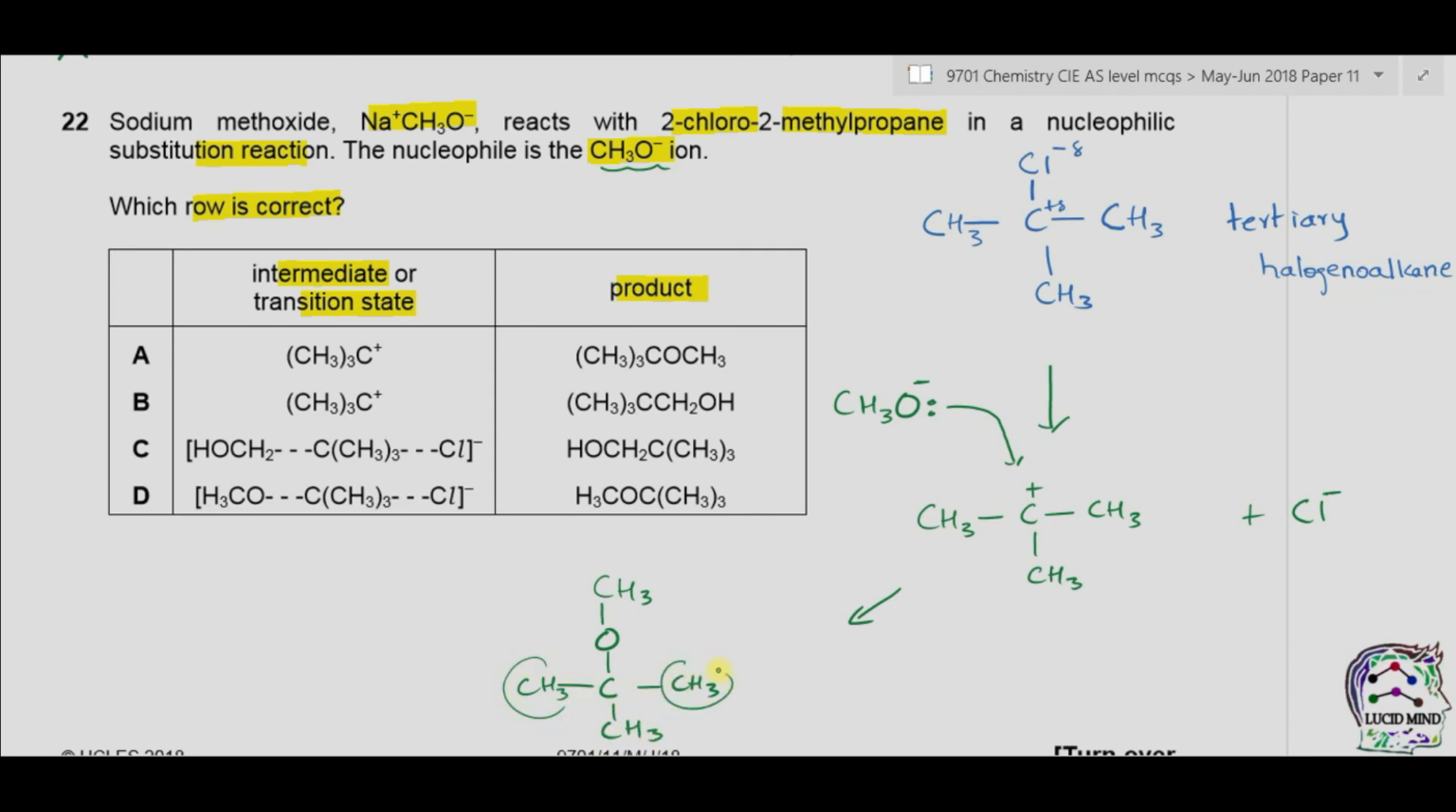As all these methyl groups are similar, so we can write CH3 twice. Then we have carbon and oxygen. Then we have CH3. So now the intermediate formed is this one, which shows this. The product formed is this one, which is equivalent to this product. The answer is therefore A.